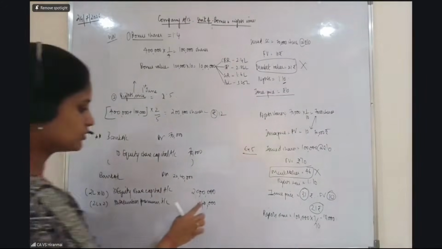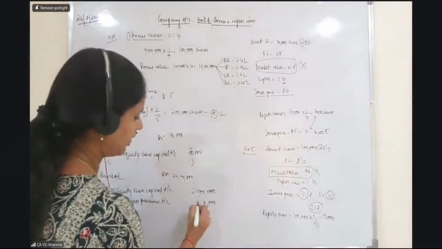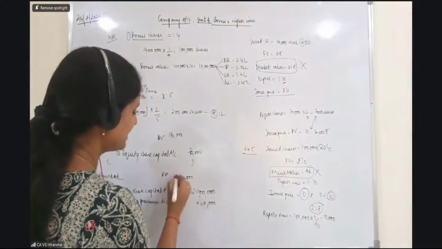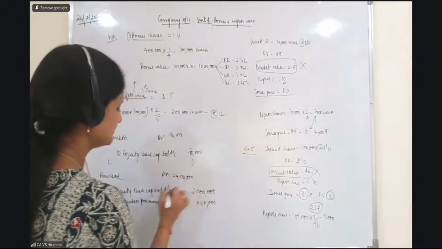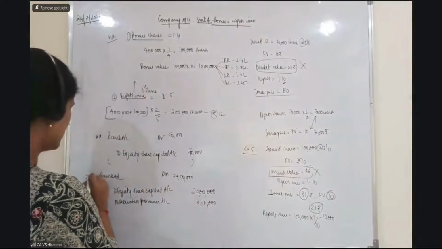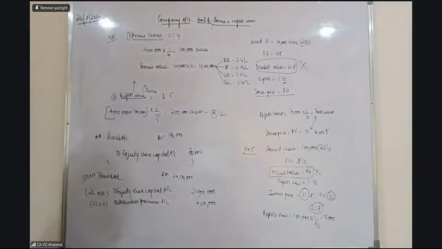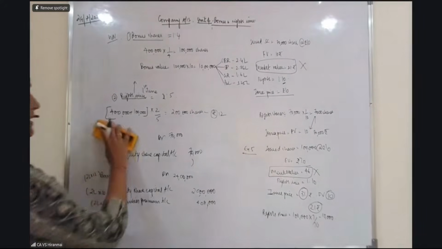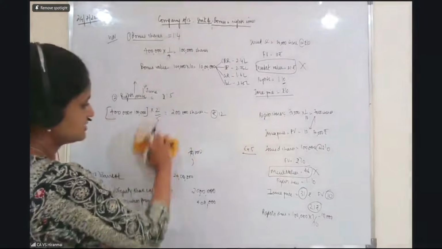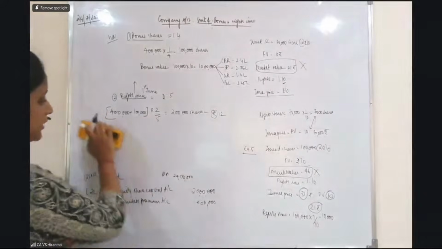See, 2 lakh into 2 is 4 lakh. So here it will be 24 lakhs. That is 2 lakh into 12. That's all. So apart from passing all the other entries, this is one extra entry that you're going to pass.